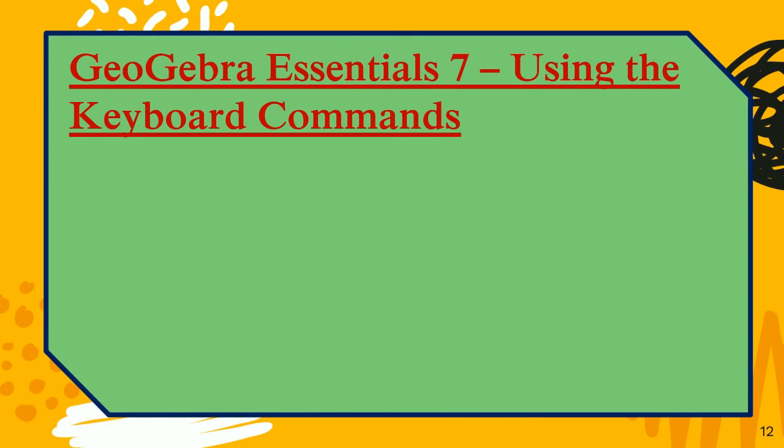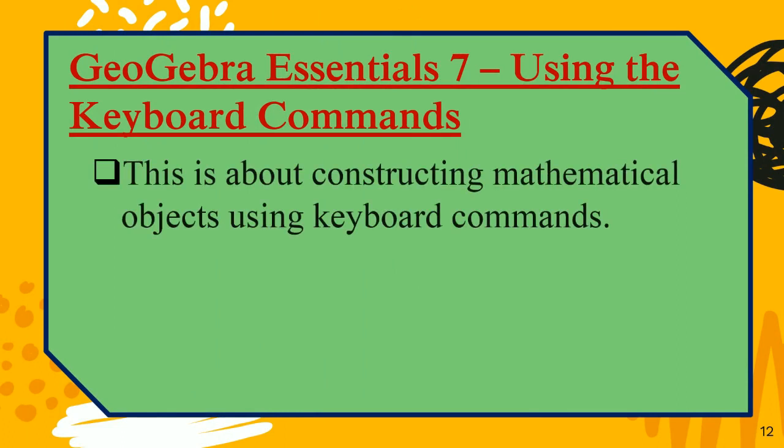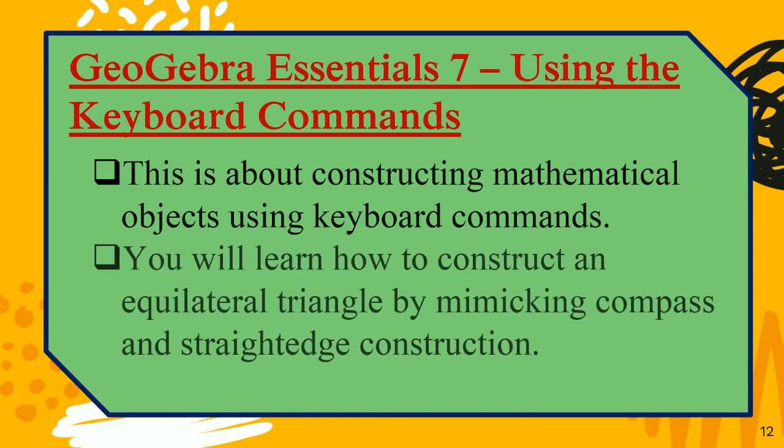For the seventh essential, it is about using the keyboard commands. This is about constructing mathematical objects using keyboard commands. You will learn how to construct an equilateral triangle by mimicking compass and straight edge construction. For you to learn how to perform this GeoGebra essential, watch this video.